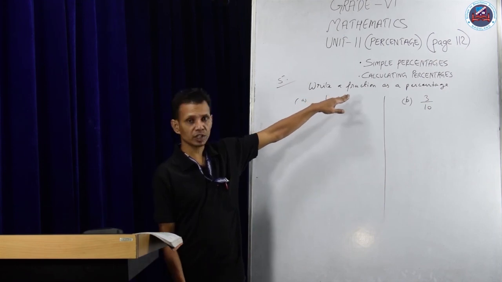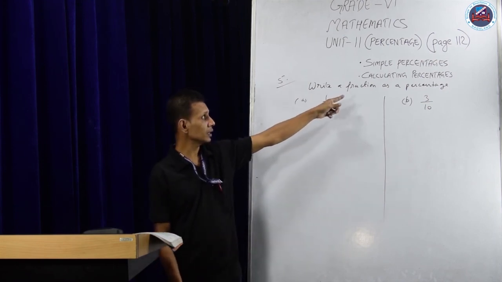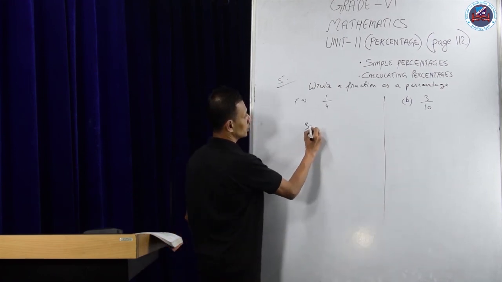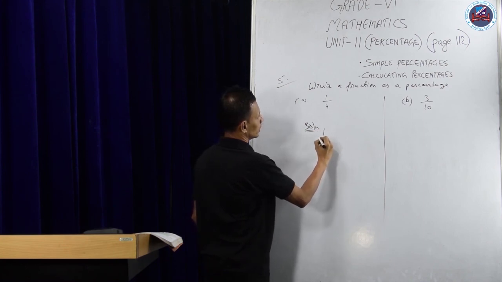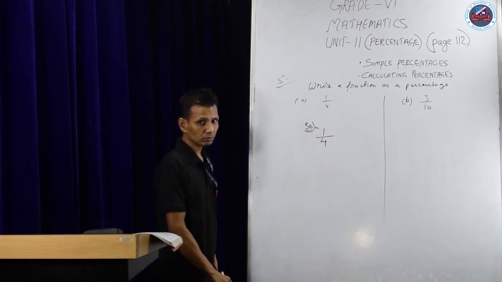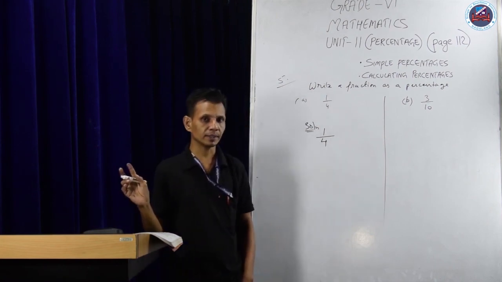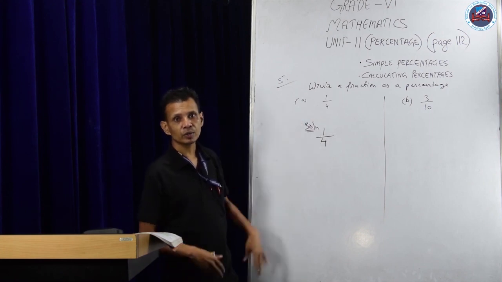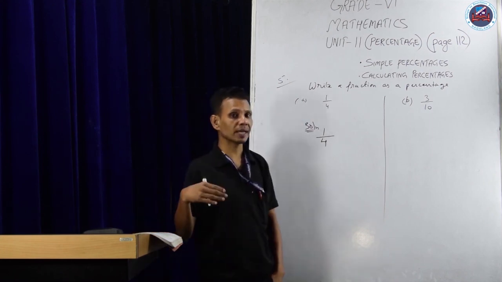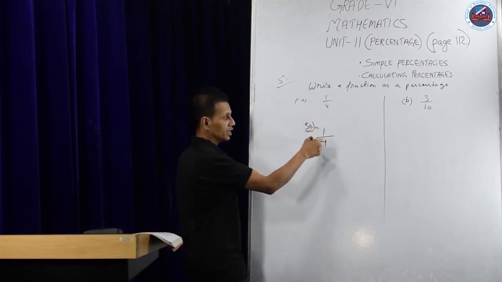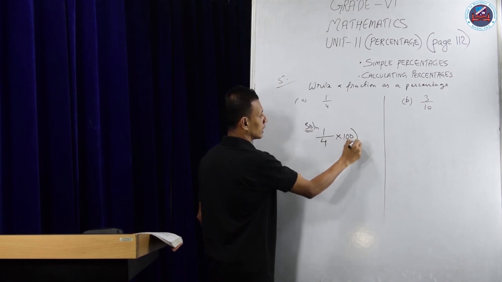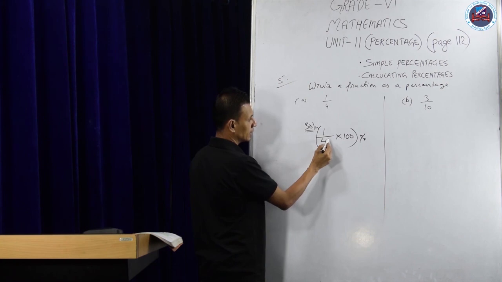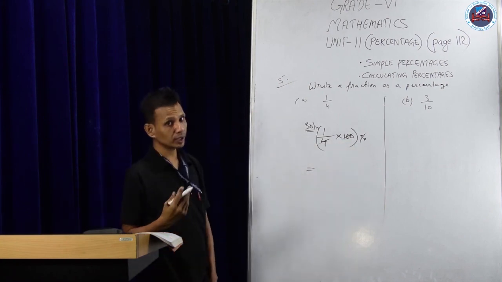It says, write each fraction as a percentage. Well, we have learned this, right? Solution A, 1 by 4. I taught you 2 methods. Any method you apply, it will work. Okay? So, any fraction, when you are trying to change it into a percentage, all you need to do is multiply it by 100. So, in this fraction, if I multiply by 100, I get a percentage, right? Next step.